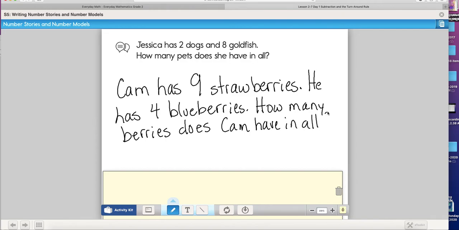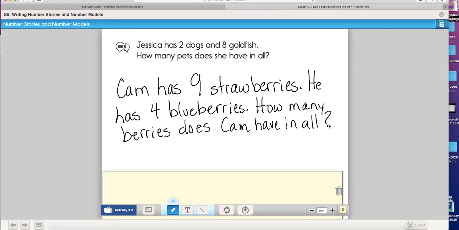All right, so before you write anything, and you'll have space at the bottom of your page that you can write, but before you write anything, first of all, what is this problem asking us to find? This problem is asking us to look for what, Levi? Cam has 9 strawberries. He has 4 blueberries. How many berries does Cam have in all? What is this problem asking us to look for? The number. The number of what? Addition. Okay, it's asking us to add, but what are we going to add?